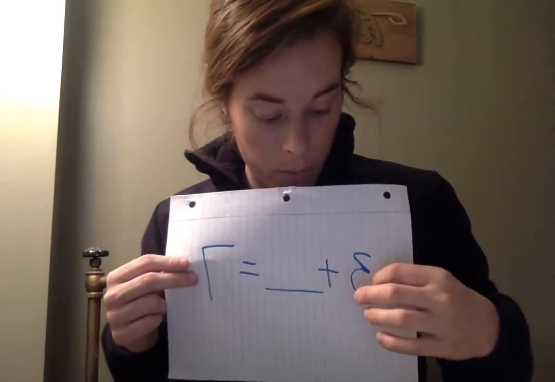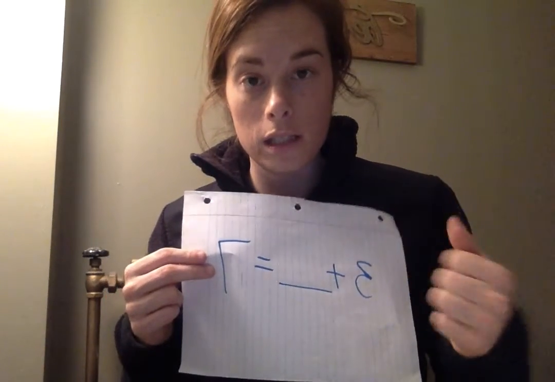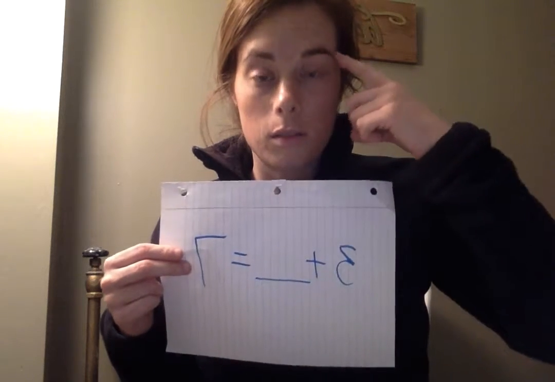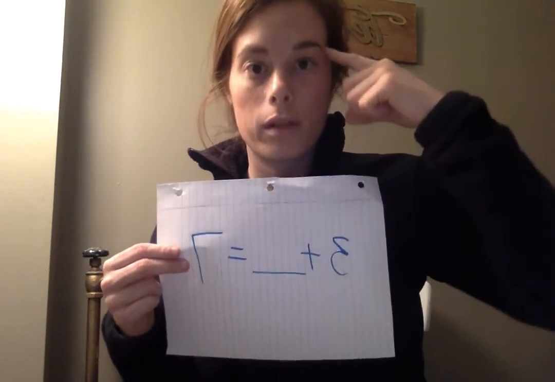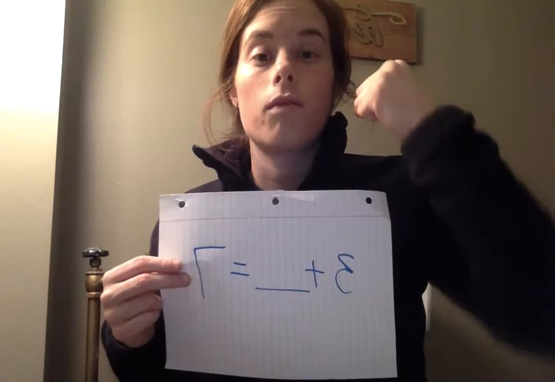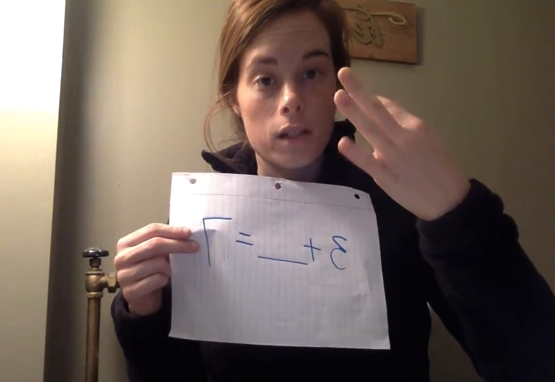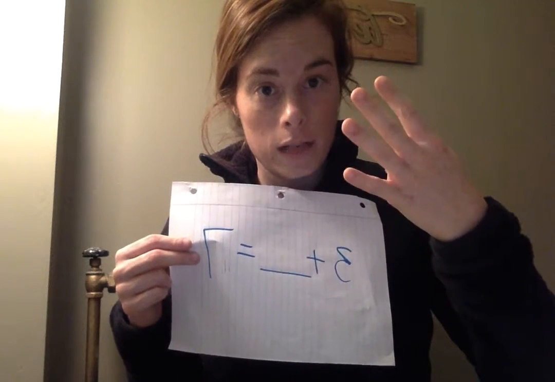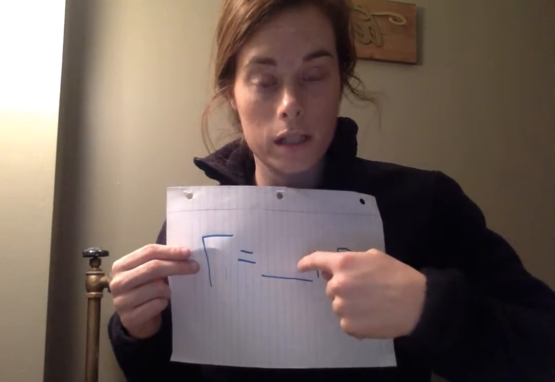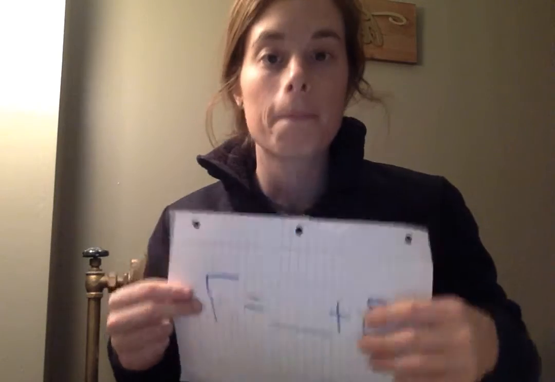So 3, and then I'm going to count on until I get to 7. So we talk about holding that first number in our brain. We go 3, 4, 5, 6, 7. Oh, how many fingers am I holding up? How many did I count on? 4. So 4 is the missing part that we counted on.